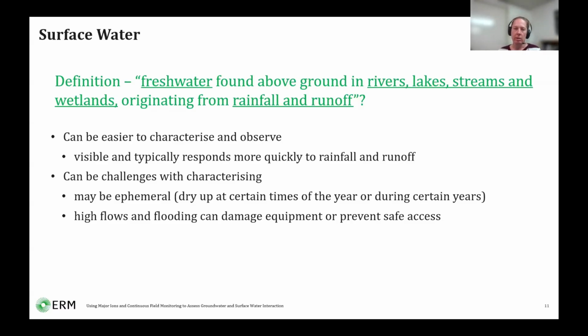In some ways, it can be easier to characterize and observe. It's visible and responds much more quickly to rainfall and runoff. But there can also be challenges in terms of accessing and collecting representative samples. For example, the feature of interest might be ephemeral, which means it dries up at certain times of the year or during certain years, or in high flow or flood conditions, it can be difficult accessing, or your monitoring equipment may even become damaged. Large variations in rainfall can occur throughout either the year or on a longer time frame, and I'm going to show an example of both of those.